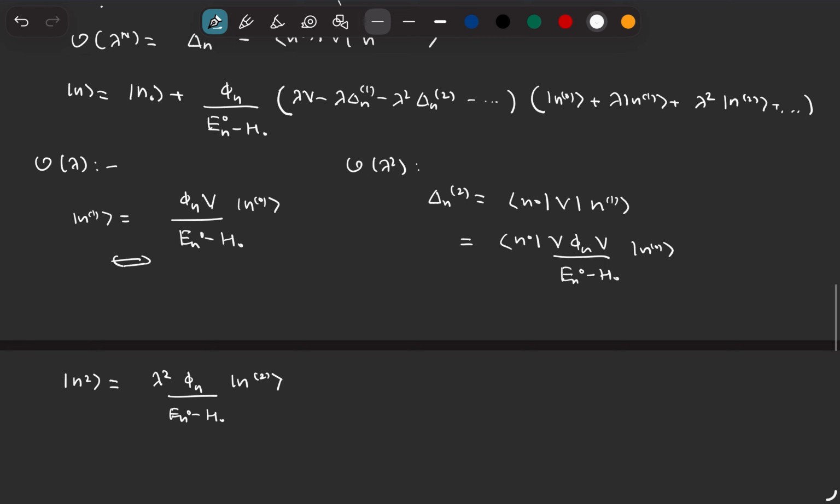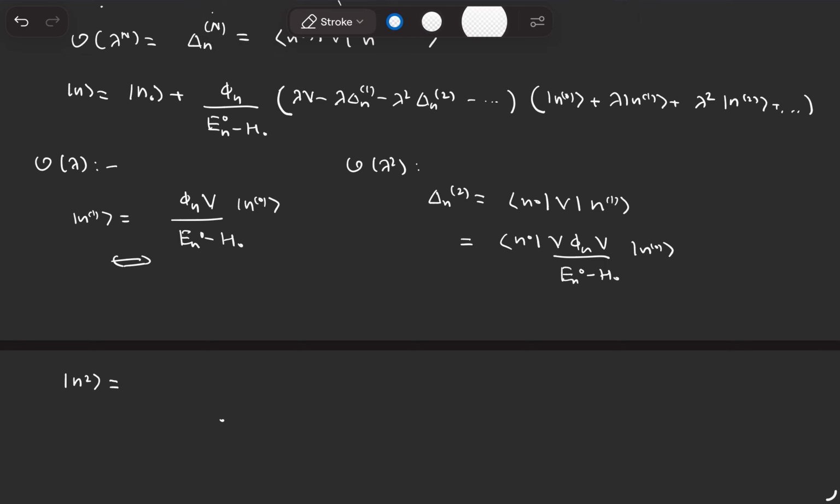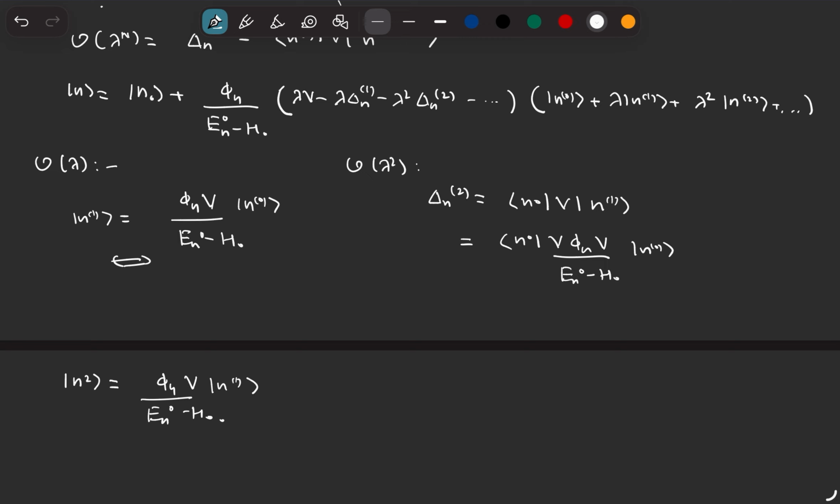Okay, I'm sorry, no, there's something wrong. Let's see. So lambda should go with lambda. Here lambda should go with lambda. And this lambda squared should go with nothing. Okay, great. So we have phi n, this term in the front, and obviously there's a lot of calculation here. There should be V times n1. That's great.